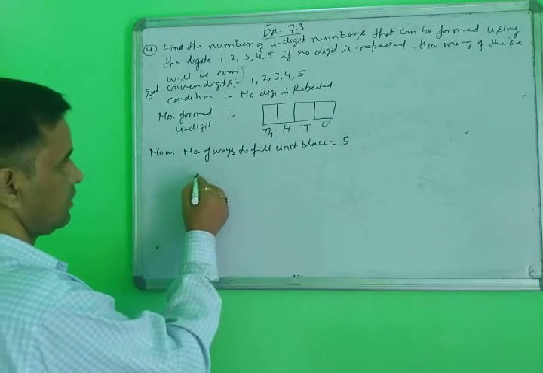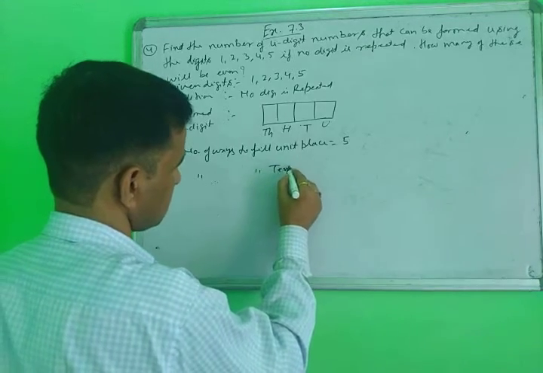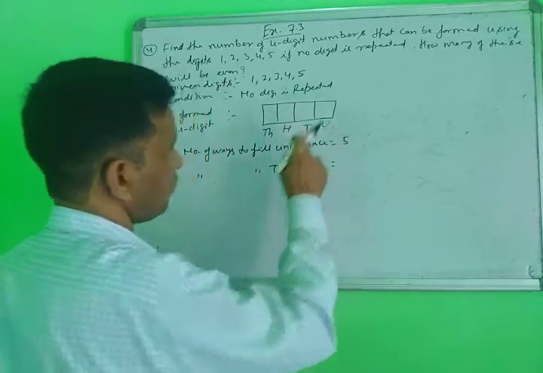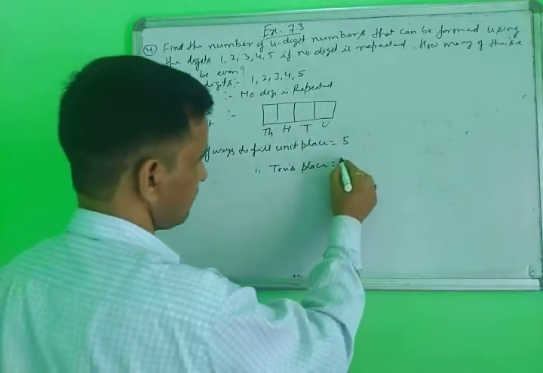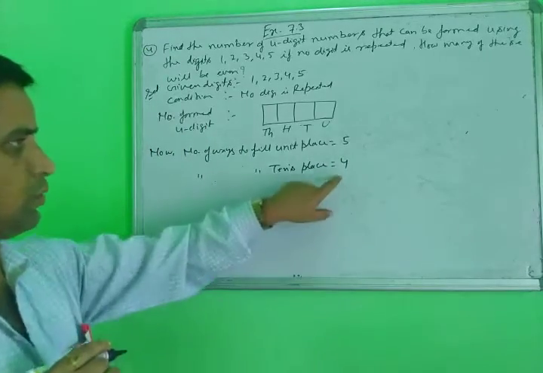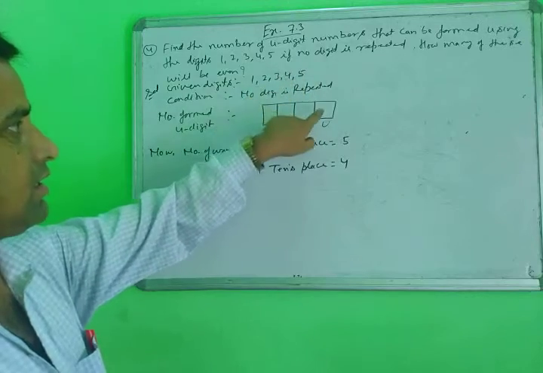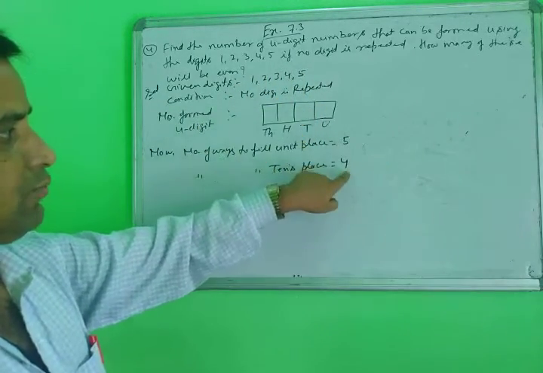Now the number of ways to fill the tens place. One digit you have already used here, so how many are left? 4. So the total ways here are 4. The left ways are 4, because one digit is already used, so 4 digits are left. Then in this place you can fill only 4.